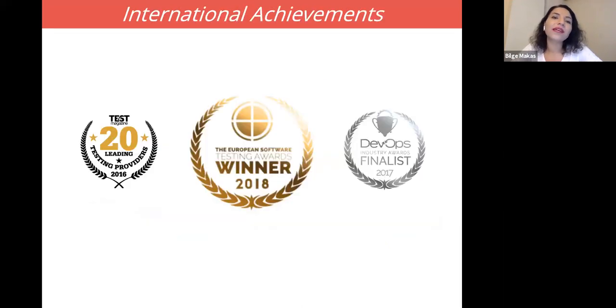We have international achievements, international awards. Actually, we are the winner of the European Software Testing Awards in 2018, and we were finalists of the DevOps Industry Awards in 2017. We were selected as one of the 20 leading testing providers in 2016 by Test magazine based in London, and we are really happy for all of these awards.